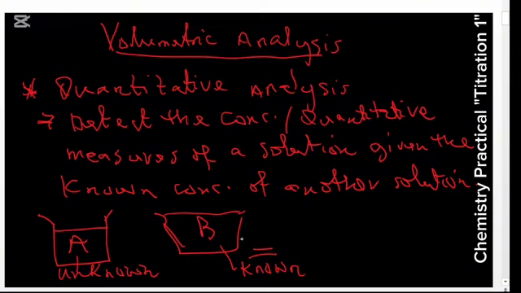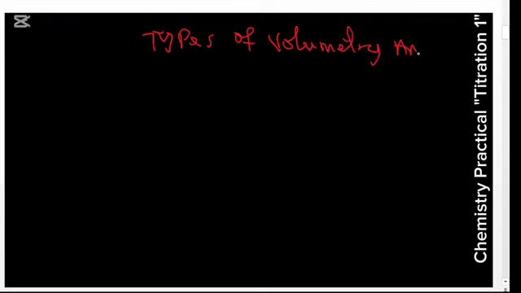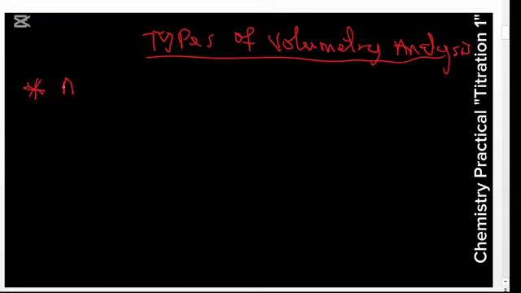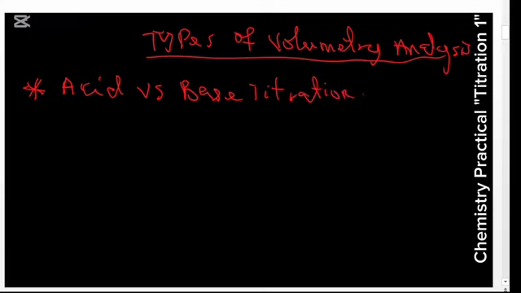So there are different forms of volumetric analysis. I hope I'm audible. So we have different types of volumetric analysis. Number 1, the commonest one is acid versus base titration. We call it acid-base titration. That's one of the commonest titrations.